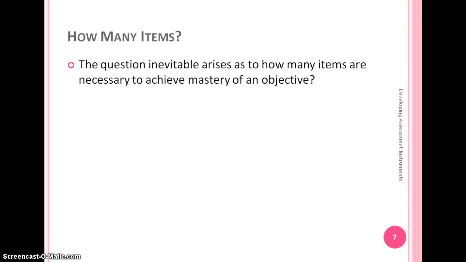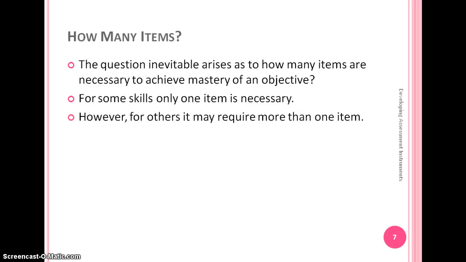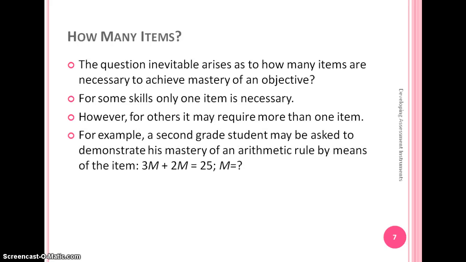Okay, so how many items should you have? We do ask this question when we want to start writing assessment instruments. How many items are necessary to achieve mastery of an objective? If there's only 1 item, then you just write 1 item, and if there are 2 or 3 items, then yes, you have to write 2 or 3 items to show that your students have achieved mastery of the objective that you set. Take this for an example.